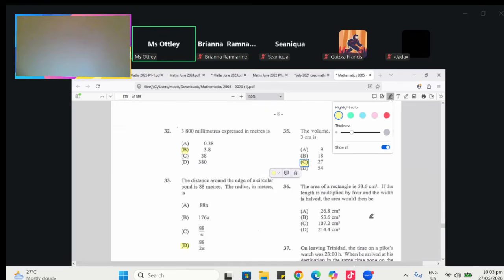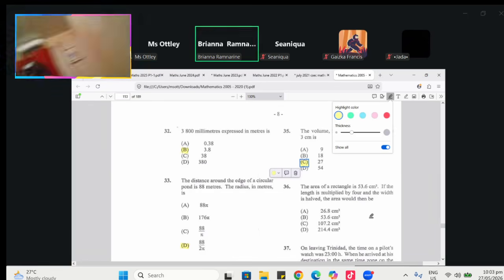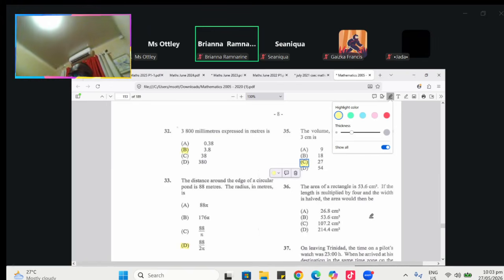The area of a rectangle is 53.6 centimeters squared. If the length is multiplied by 4 and the width is halved, then the area would be C.